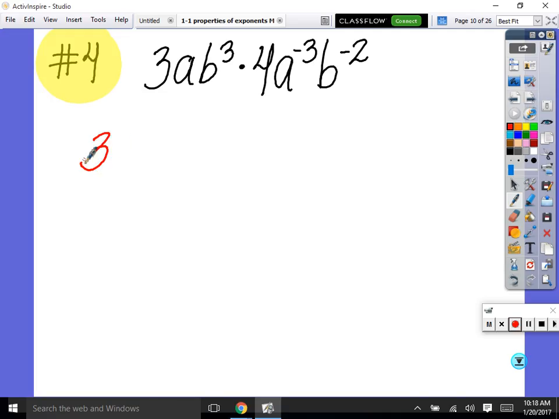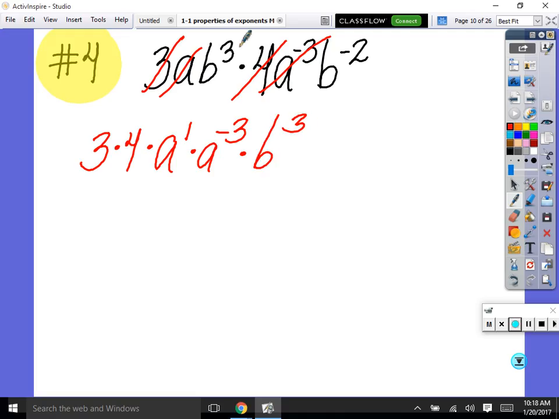We have 3 times 4. Let's put our a's by each other. So that's a to the what power? Right here? A to the first, good. Times a to the negative 3, right? Times b to the third. Times b to the negative 2. And now we're to the spot where we can simplify.